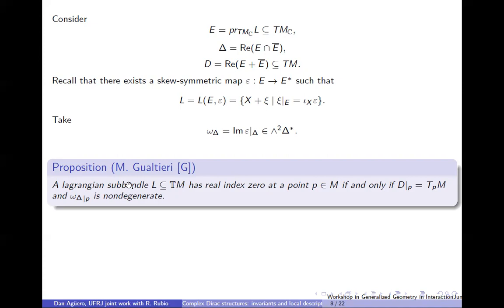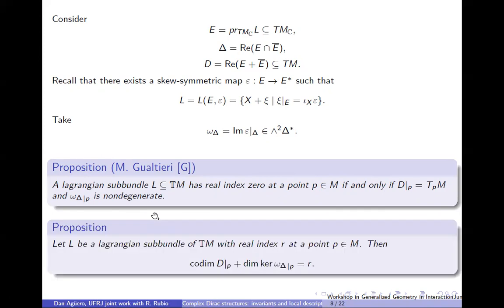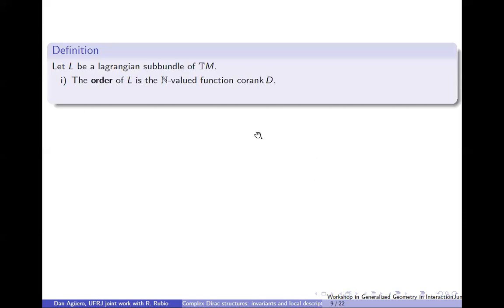We have that a Lagrangian subbundle of the complexification of the generalized tangent bundle has real index zero if and only if this D restricted to the points is the whole tangent bundle, and this omega delta is non-degenerate. So what is more general is the following identity: the codimension of D plus the dimension of the kernel of the omega delta is the real index. This is pointwise.